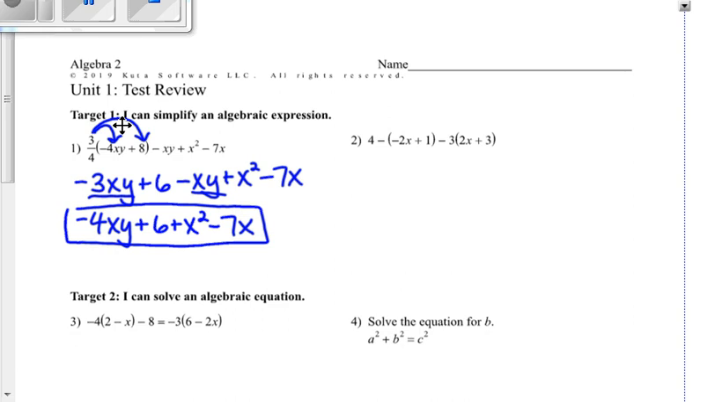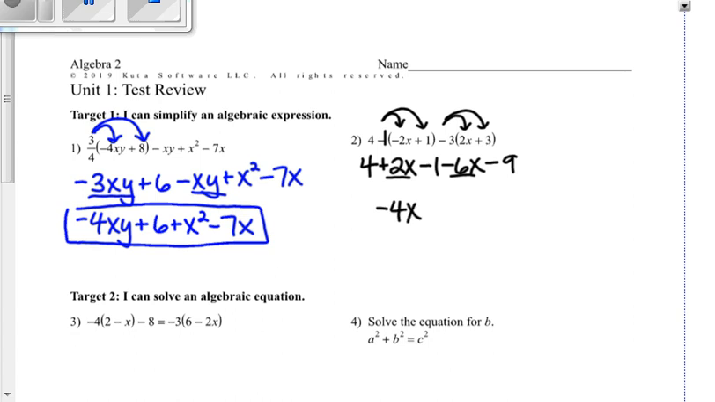Our next problem, we have a couple sets of distribution to do, so I'm going to pretend there's a negative 1 there. I'm going to leave the 4 as is, distributing the negative 1 plus 2x minus 1. Now distributing the negative 3 minus 6x minus 9. And once again, we're going to combine like terms. So I see 2x minus 6x, which is negative 4x. And then 4 minus 1 is 3, minus 9 is negative 6.